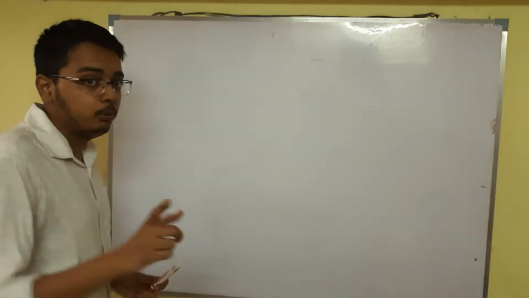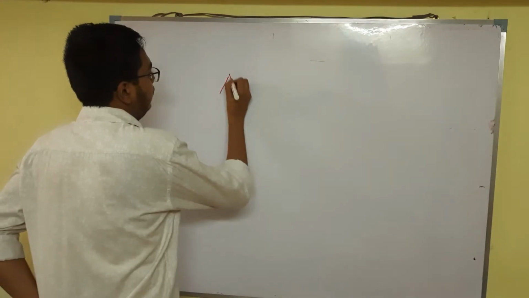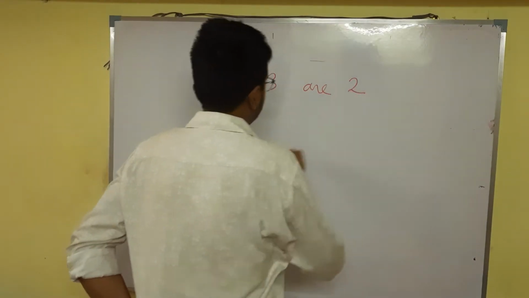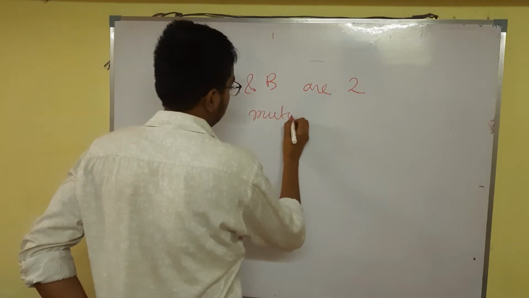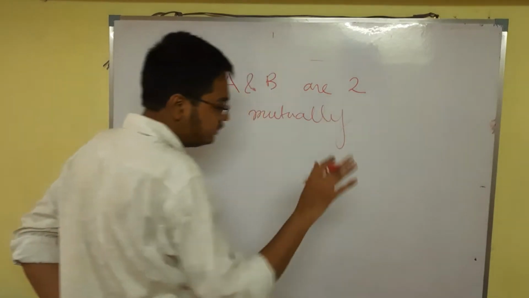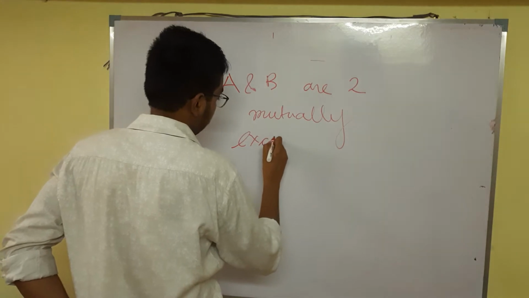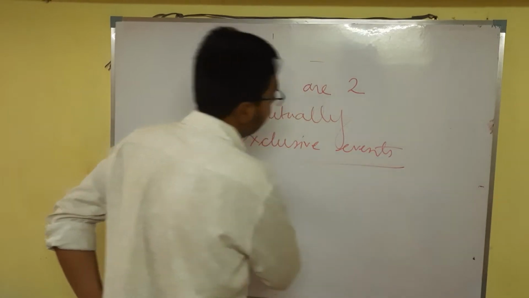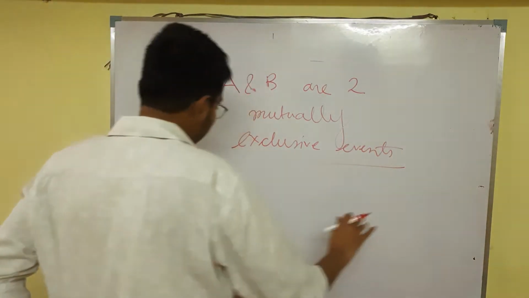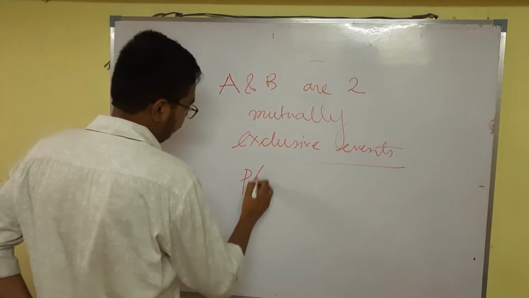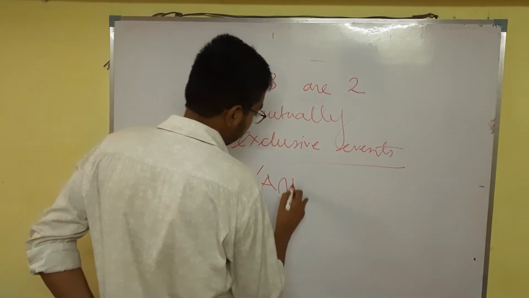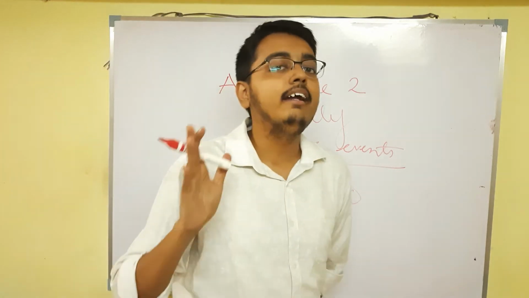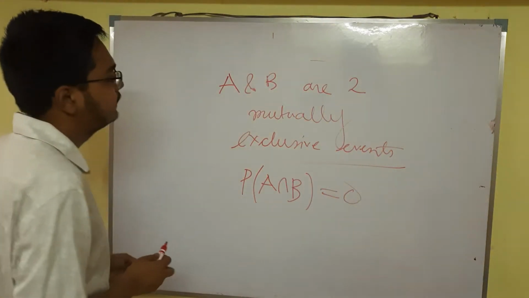Now, suppose A and B are two mutually exclusive events. Now, what do you know about mutually exclusive events? It means that the probability of A intersection B is always 0. That means that A and B together cannot happen. That's the point of mutually exclusive events.